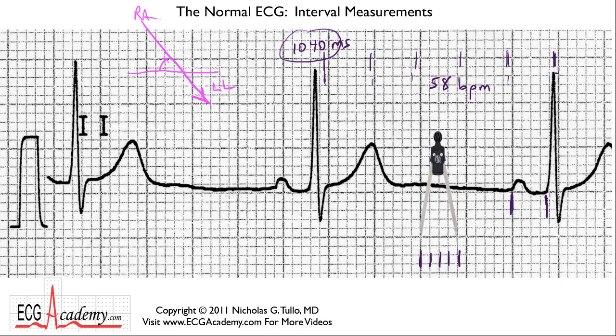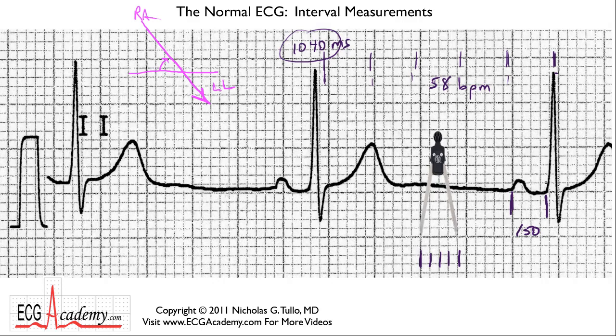Now, if you're off by 10, it's no big deal. A lot of times it's really hard to put these calipers on precisely, but try to be within 10 to 20 milliseconds in your measurement. So we're going to call this PR interval 150 milliseconds because I can actually see it with my eyeballs. Maybe we should have made the calipers a little smaller, but you have to use your eyes.